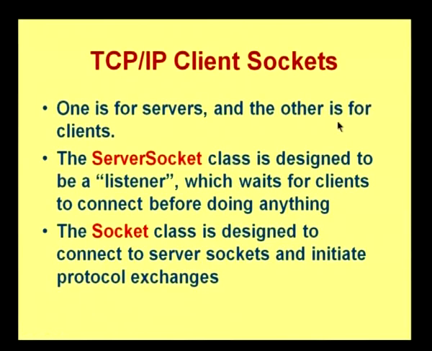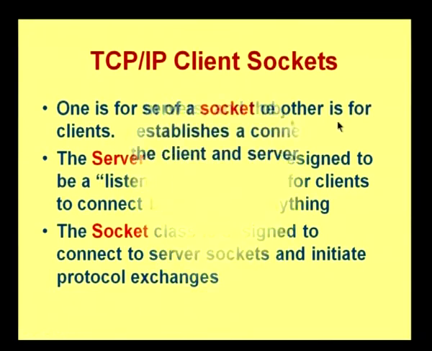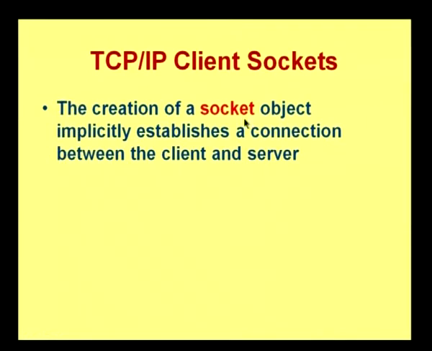Here the Socket class is designed to connect to a ServerSocket and initiate the protocol exchanges. With the help of your socket you are trying to connect to your server socket. The creation of a socket object implicitly establishes a connection between the client and server. So, whenever I instantiate a socket object, it means that I am implicitly creating a connectivity with the server. Whenever this object gets created, a connectivity is automatically established. You can confirm that your server socket is available and you are able to receive an acknowledgement.